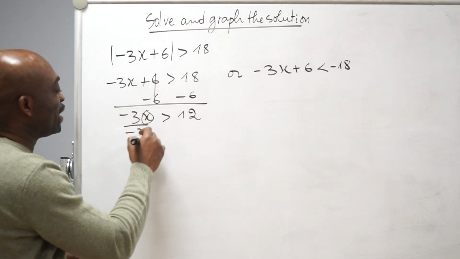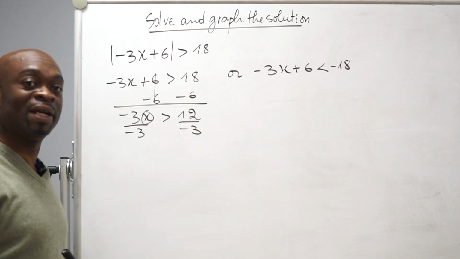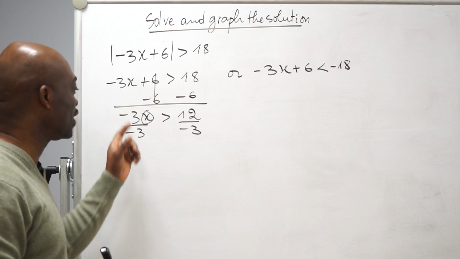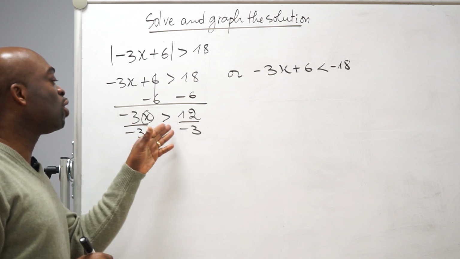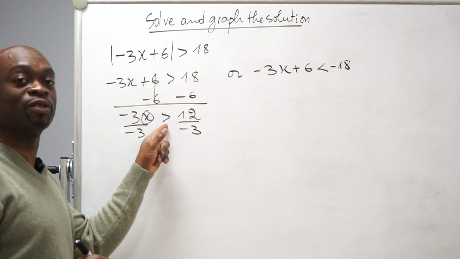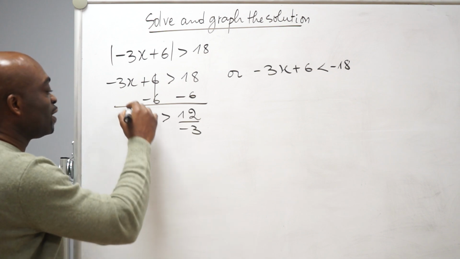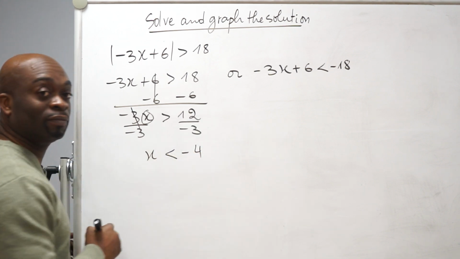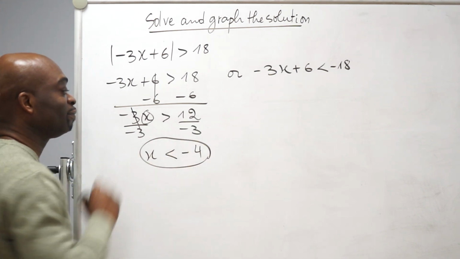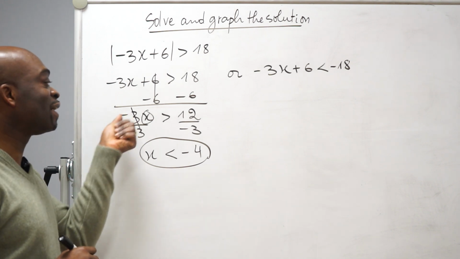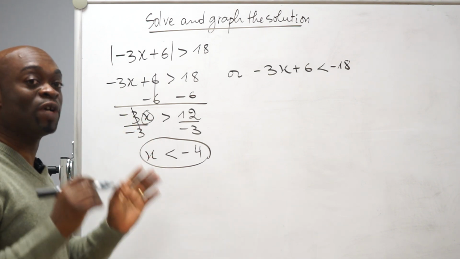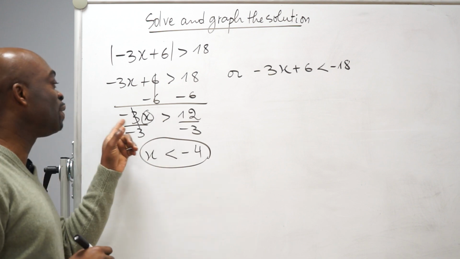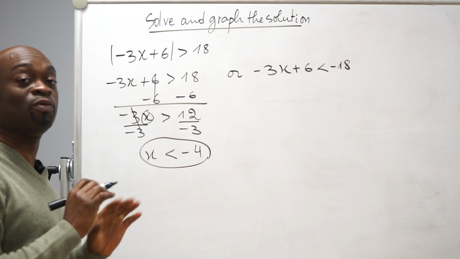So by dividing by negative 3 on both sides. But ladies and gentlemen, another tip here: anytime the number right in front of the variable, the coefficient, is a negative number, we automatically switch the inequality to the opposite. So this is greater than, so what's going to happen? This is x less than negative 4. This is our solution. Again, because of the negative sign in front of the variable, it switches the inequality to the opposite. But if these were positive 3x, the inequality would never change.